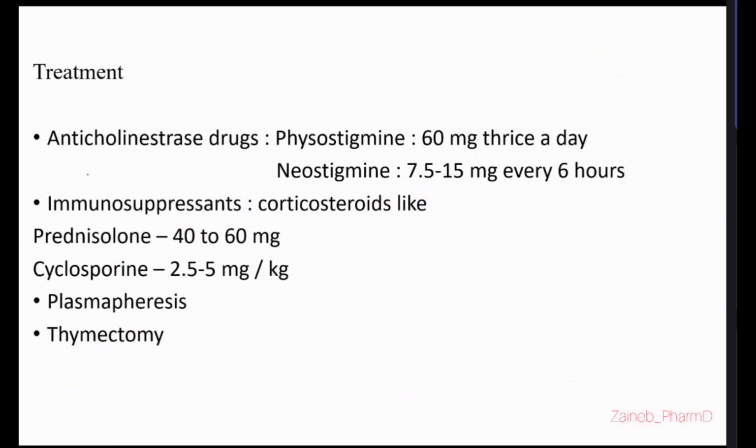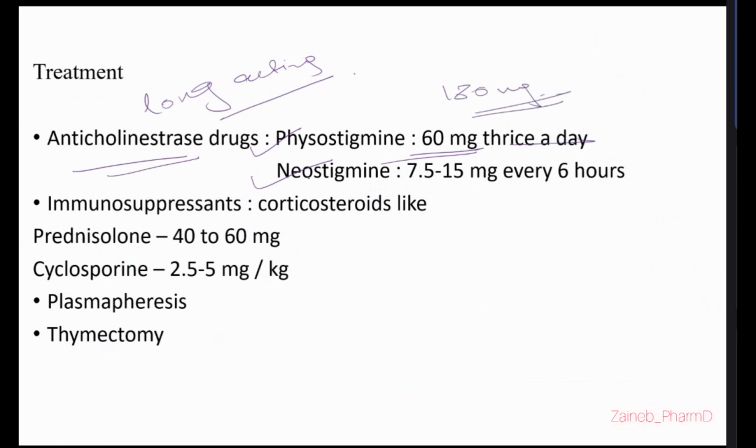And we have treatment, of course. We have treatment with anticholinesterase drugs, but these are longer acting. We have physostigmine and neostigmine. Physostigmine is given 60 mg thrice daily, a total dose of 180 mg. And neostigmine is also given, that is 7.5 to 15 mg starting dose every 6 hours.